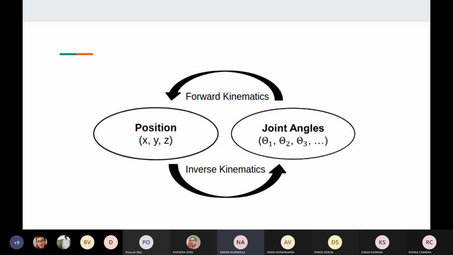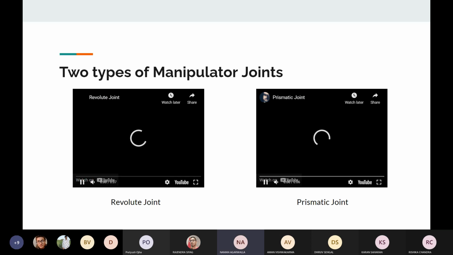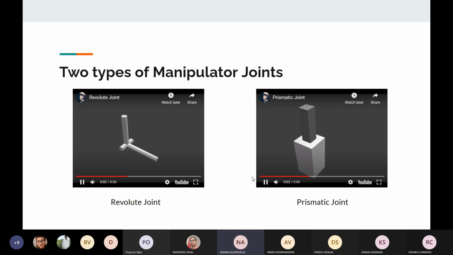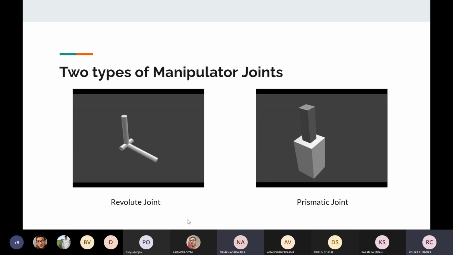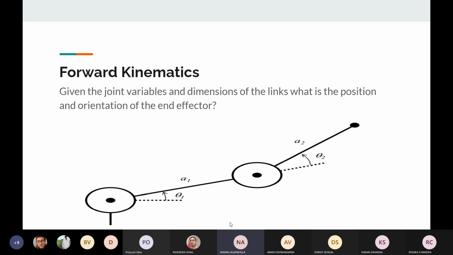So what is a joint variable? Joint variables are nothing but angles of orientation. Let me explain with the help of a diagram. In this diagram you can see the lines a1 and a2, which are links, and the solid dots encircled by these circles are joints. The theta1 and theta2 you see are called joint variables.